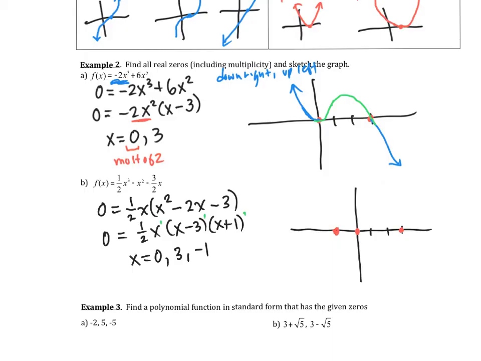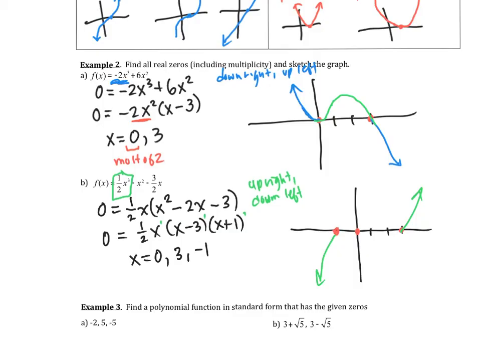So I'm going to consider the end behavior before I progress. Okay, the leading term is 1/2 x to the third. Since it's odd, it's going to go up on one side, down on the other. Since it's positive, it's going to go up on the right, down on the left. And again, you don't have to write it, but your graph needs to reflect that you respected the end behavior. So it's going to go up on the right, down on the left.